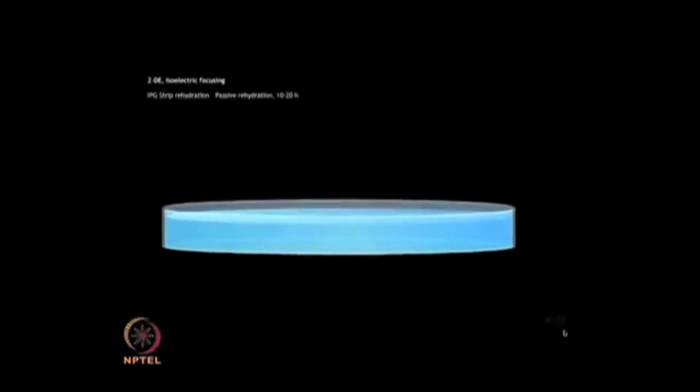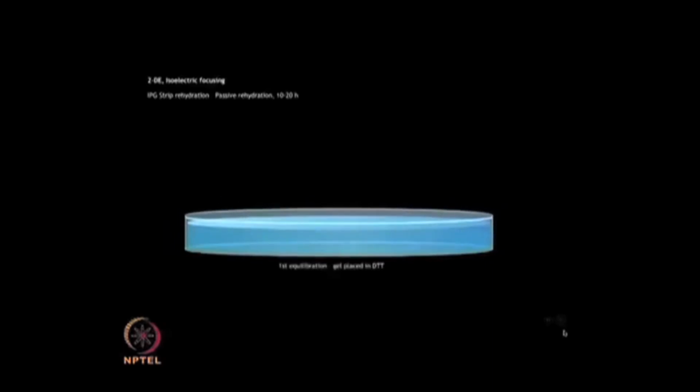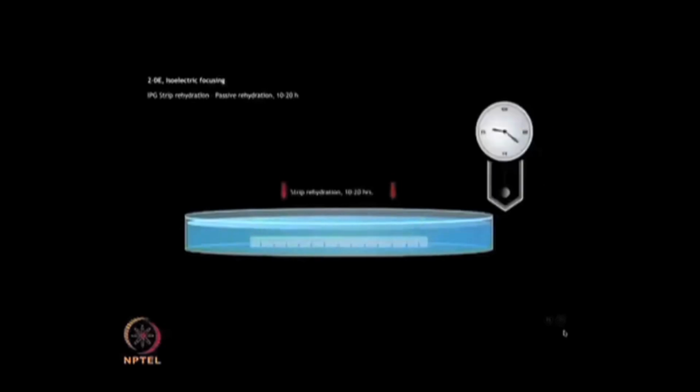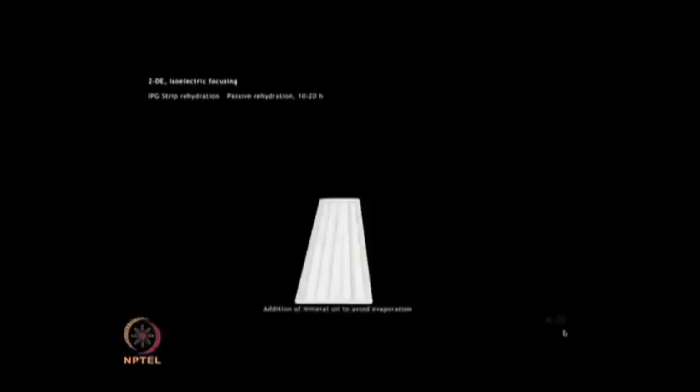Prior to isoelectric focusing in two-dimensional electrophoresis, the commercially available IPG strips must be rehydrated. This process can be done either by passive rehydration or active rehydration. In passive rehydration, the IPG strip is placed with its gel side downwards in a well containing the protein sample, reconstituted with a suitable buffer.